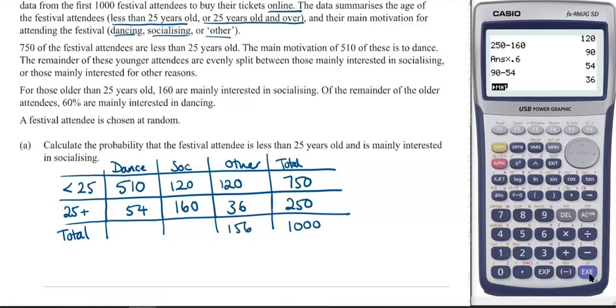So this will be 156, this will be 280, this will be 564. Okay, so this festival attendee chosen at random, we want the probability that they're less than 25, mainly interested in socializing. It's 120 out of the 1,000 attendees. That simplifies to 3 over 25.